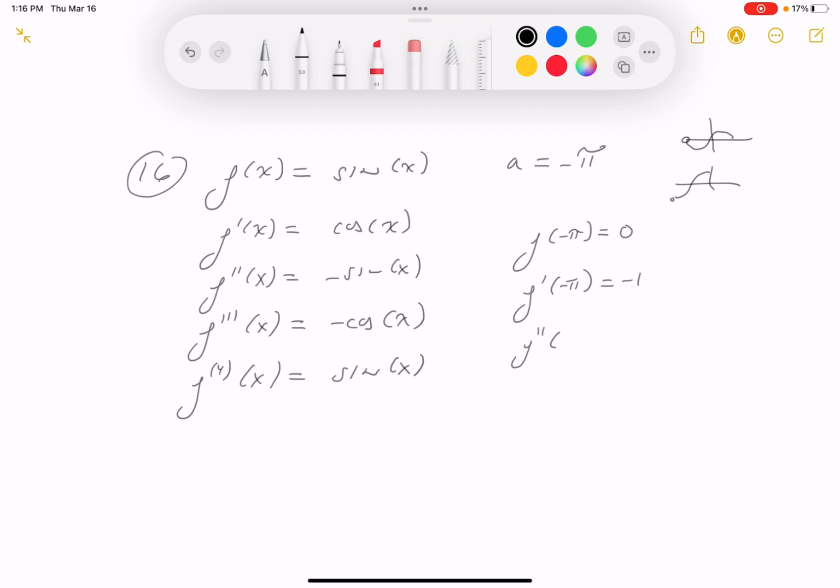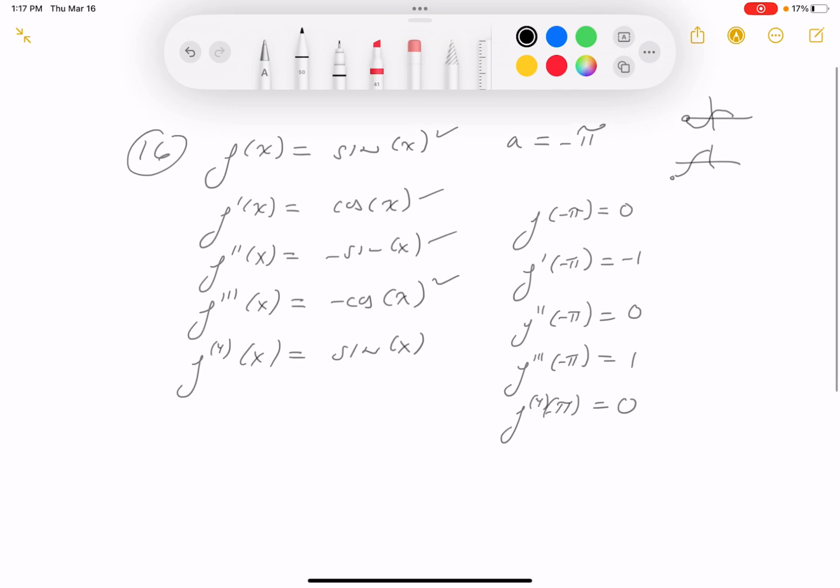F double prime at minus pi. Again, we're going through this list over here. That's going to be 0. F triple prime of minus pi, that's going to be 1. And then we get F4 of minus pi, I'm sorry, is going to be 0. All right, you get the feel for it. It's alternating in pattern. So also missing terms too, like 0, 0, 0, all over the place.